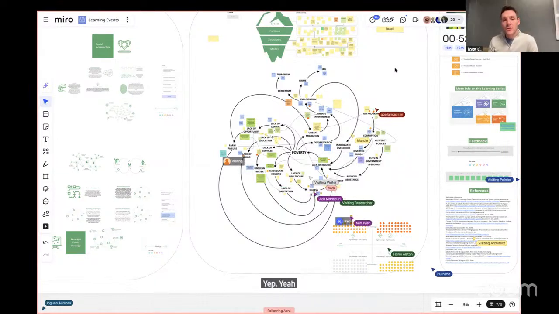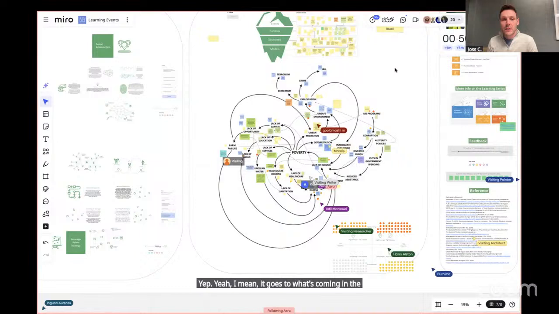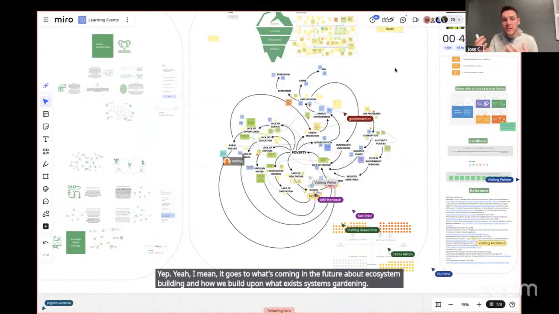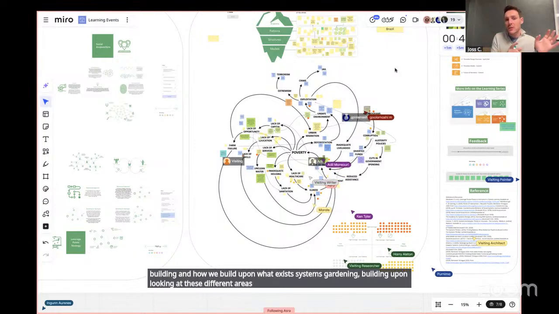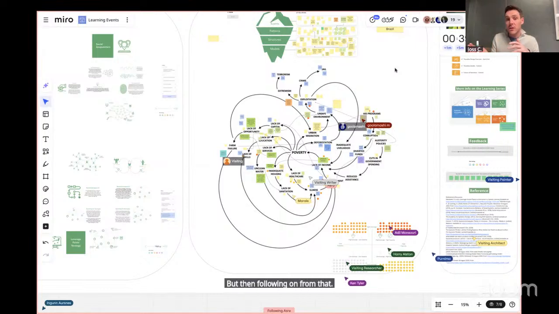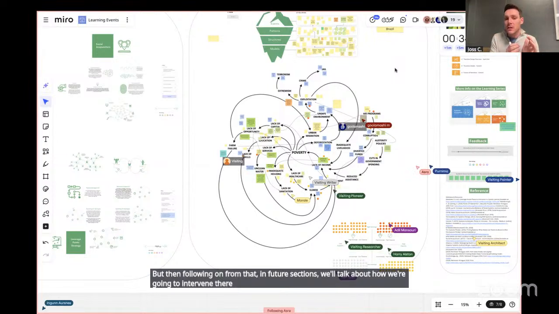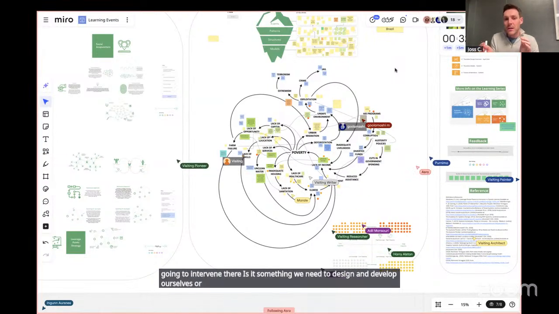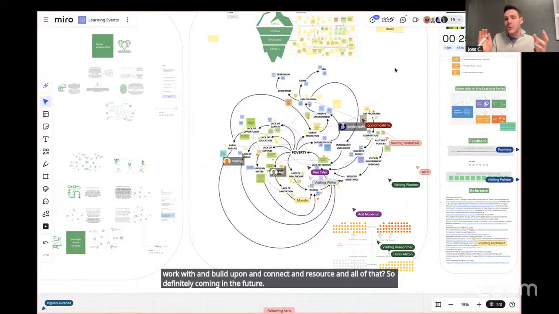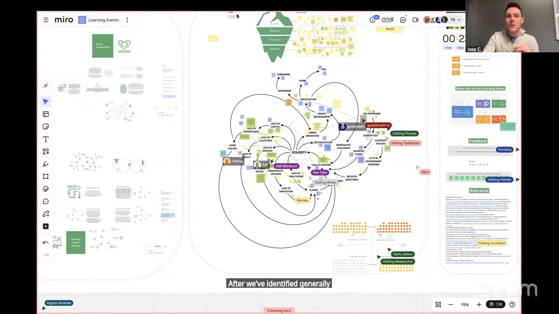Yeah, I mean, it goes to what's coming in the future about ecosystem building and how we build upon what exists, systems gardening, looking at these different areas, thinking about, oh, generally we need to intervene there, but then following on from that, in future sections, we'll talk about how we're going to intervene there. Is it something we need to design and develop ourselves, or are there already champions there, as you say, that we need to work with and build upon and connect and resource and all of that? So definitely coming in the future, after we've identified generally the areas where we want to work on or need to.